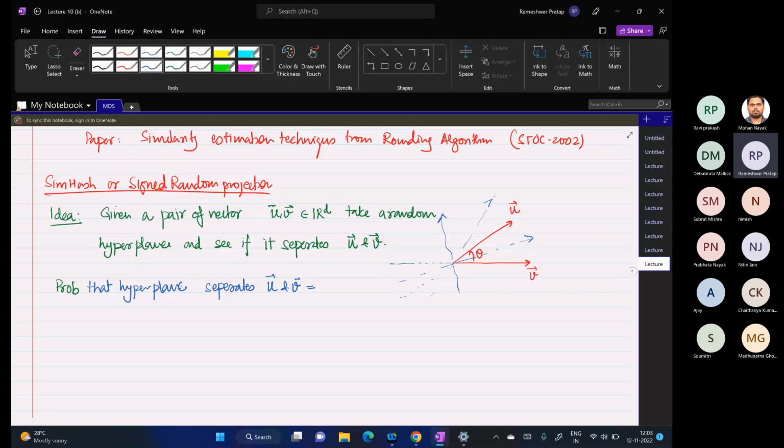Since we are taking a random hyperplane, it could lie anywhere. A random hyperplane passing through the origin. For simplicity, you can think of this as the origin, and we are taking a random hyperplane passing through the origin. It could be here, it could be here. So what is the probability that it separates u and v?